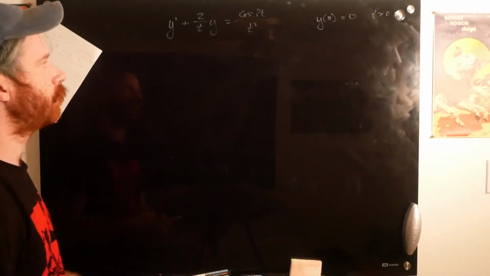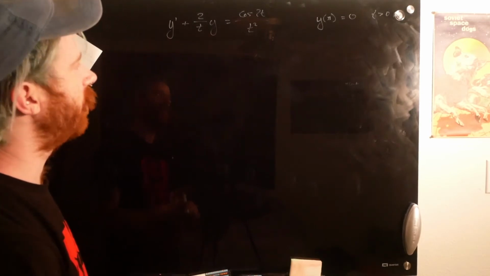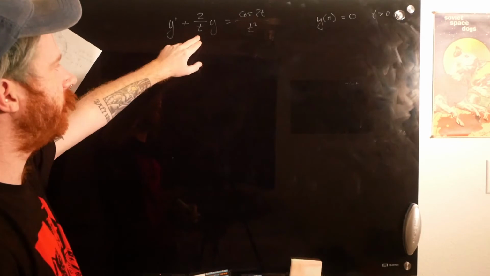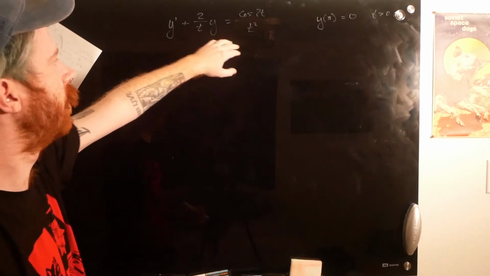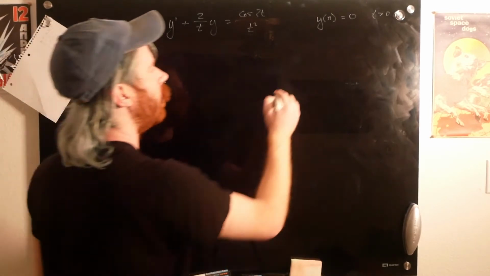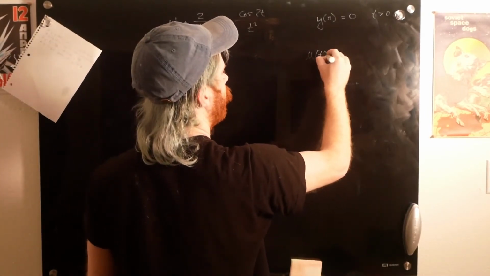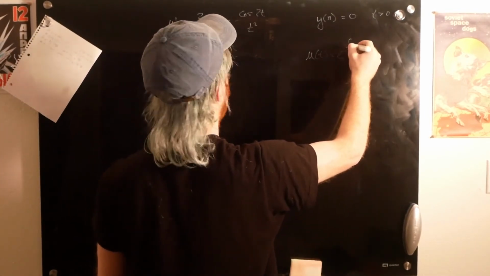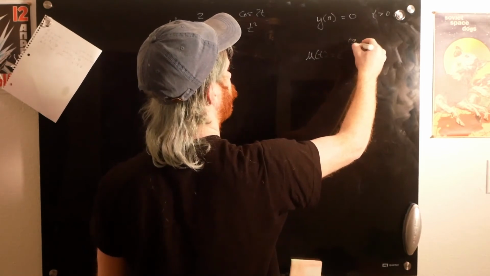So now it's already in the form where we can define mu of t and g of t. I hope you can see that by now. P of t is a function that's out in front here, and then g of t is a function that's on the right. So mu of t equals e to the integral of p of t, which is 2 over t dt.